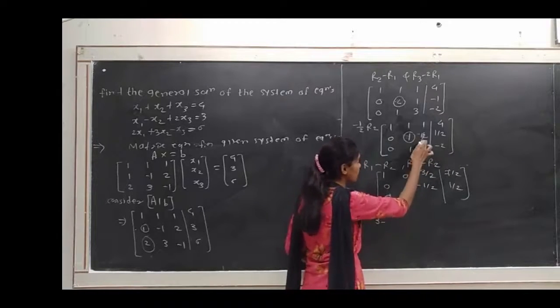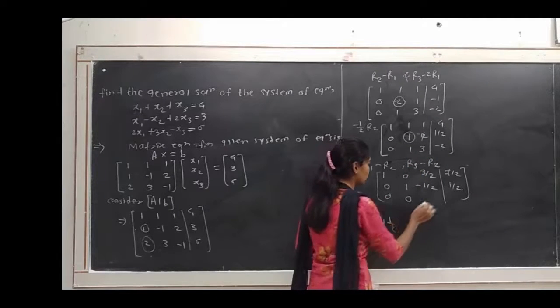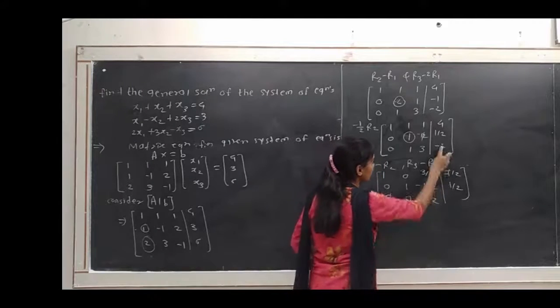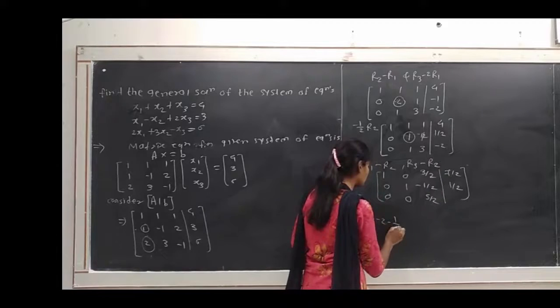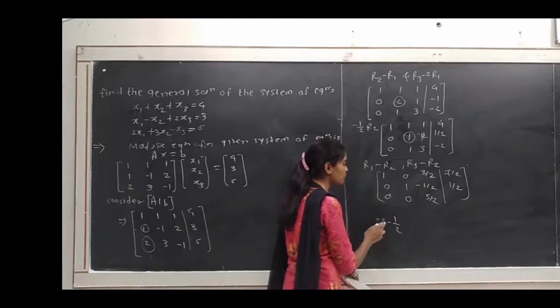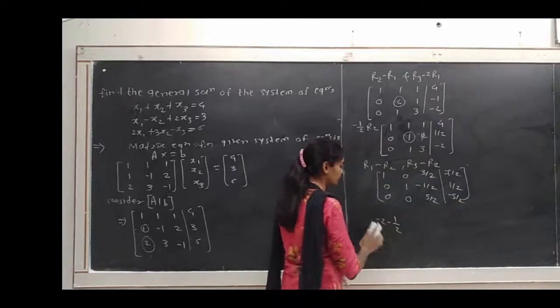So 3 minus minus plus, 3 plus 1 by 2. 3 into 2 is 6, plus 1 will be 7 divided by 2. Then the next entry will be minus 2. So minus 2 minus 1 by 2. Again minus 4 minus 1, we get here minus 5 divided by 2.